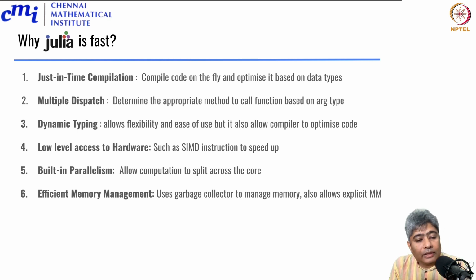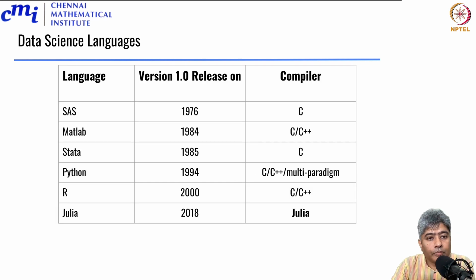So another third is dynamic typing. It allows flexibility and ease of use, but it also allows the compiler to optimize the code. Low level access to hardware such as SIMD instructions to speed up, built-in parallelization, allowing computation to split across the cores. So if there is any free core available, Julia figures it out and it can go and try to use that core. Efficient memory management: it uses the garbage collector to manage memory and also allows explicit memory management.